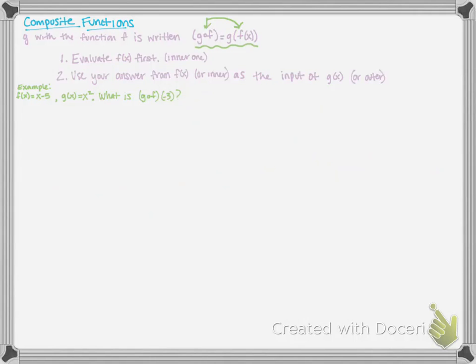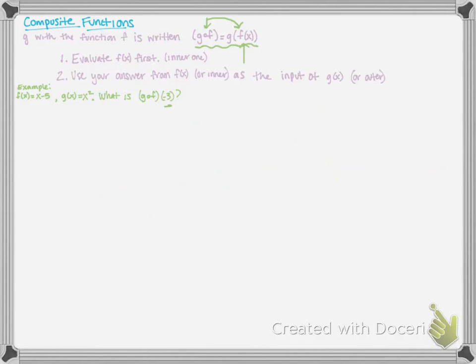So the way that we're going to do it is we're going to solve the inner one first. We're going to take whatever our x value is, and plug it in for my inner one, so f. Then I'm going to do step 2: take that answer and plug it into my g equation.